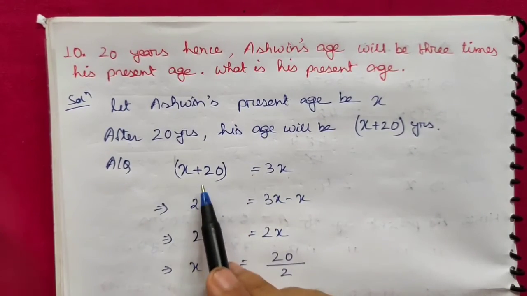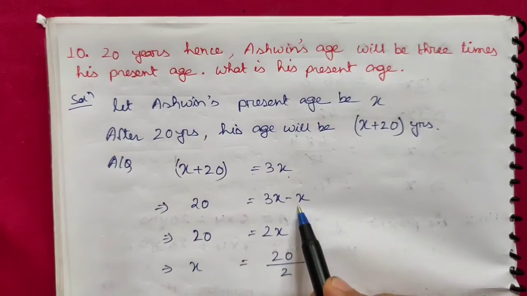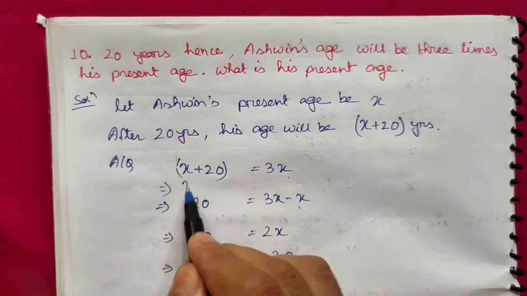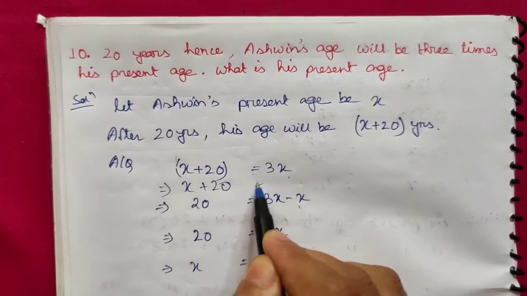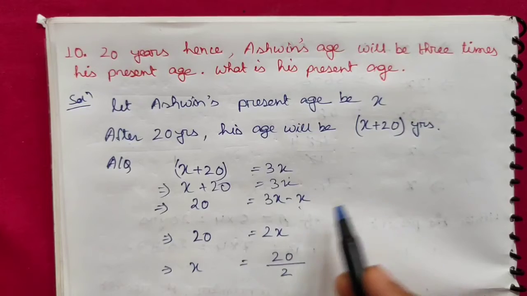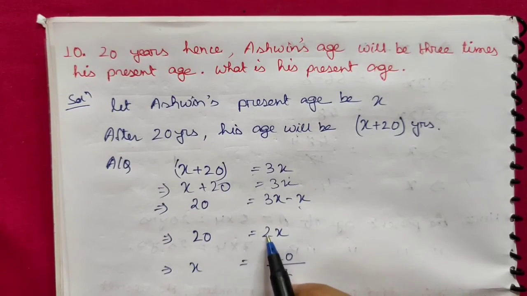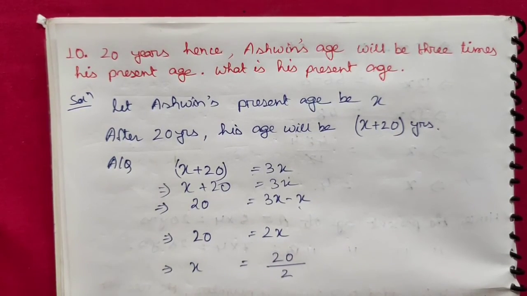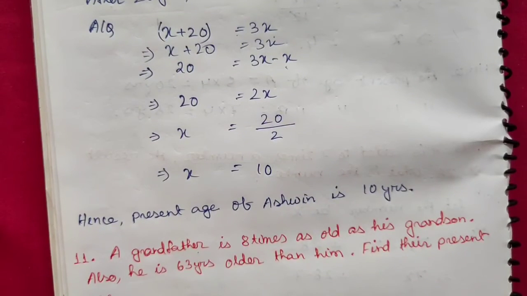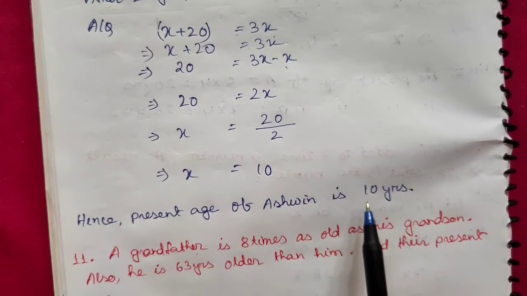So x plus 20, that is after 20 years his age, equals 3x. So you can write this line also, x plus 20 equals 3x, right? Now x, when you take it to that side, it will be minus, that is 20 equals 2x. When we change the side of 2 it will divide, that is x equals 20 divided by 2, the result is 10.